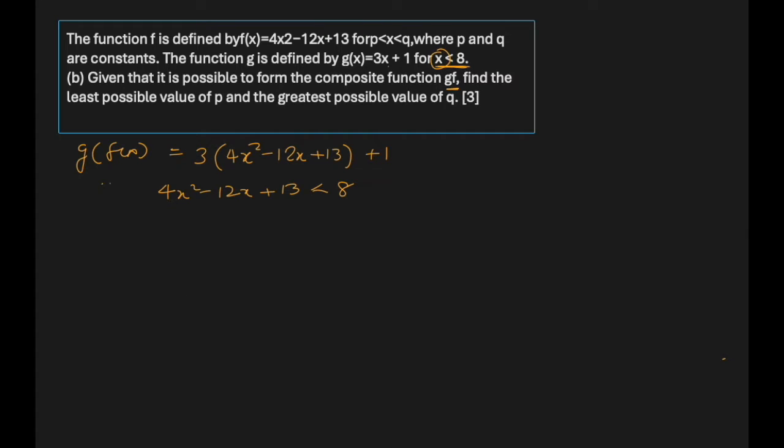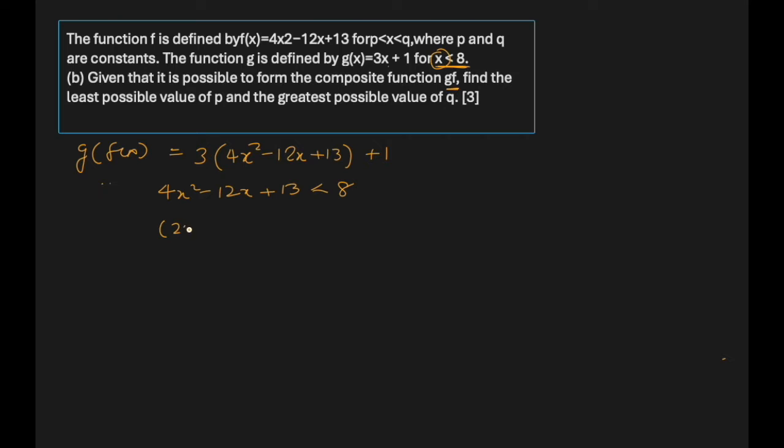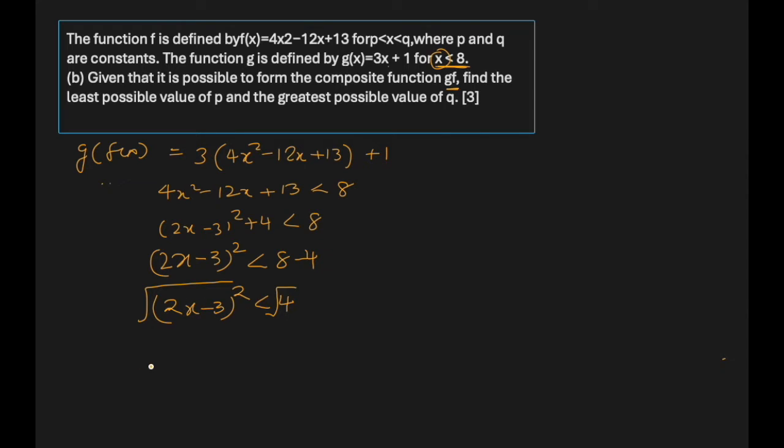So it will be 2x minus 3 squared plus 4 is less than 8. So 2x minus 3 squared is less than 8 minus 4. 2x minus 3 squared is less than 4. If we square root both sides, we'll get a positive and a negative, right?